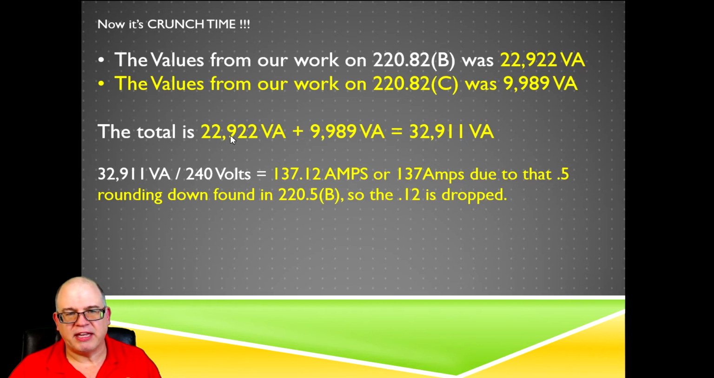So we add the two together. Remember, that's what it said to do under 220.82A, add B and C together. So it's 22,922 plus 9,989, that is 32,911. So now we do our good old math here, and we do VA divided by volts, good old Ohm's law here.